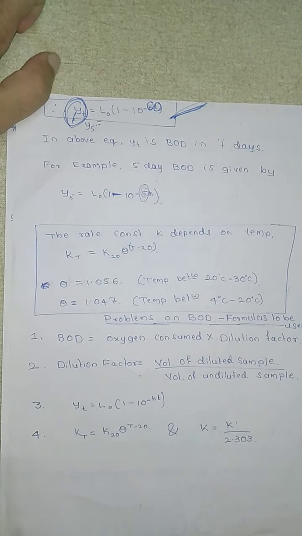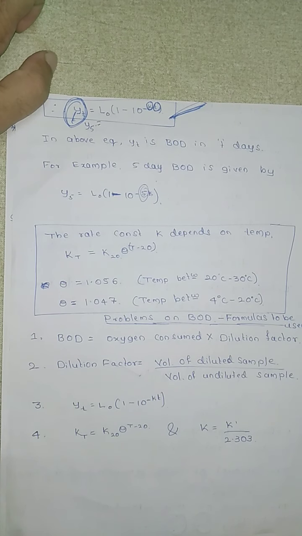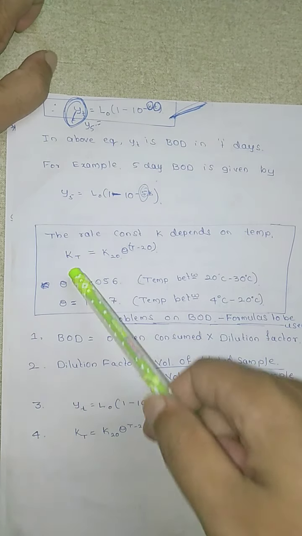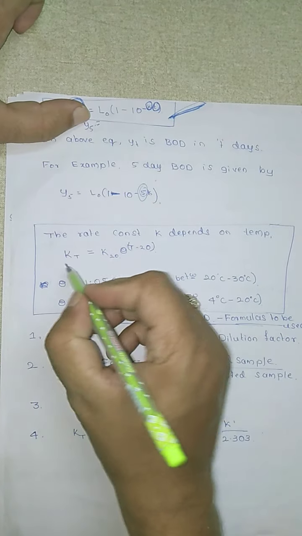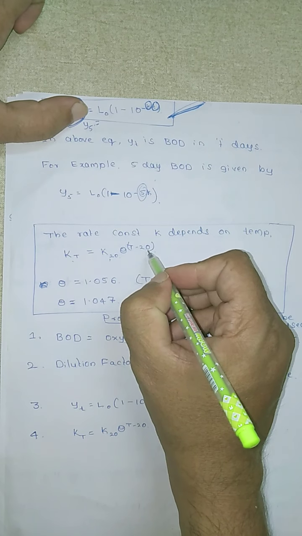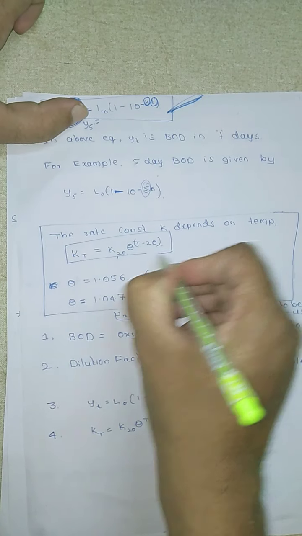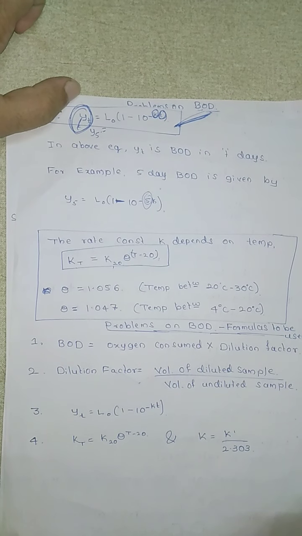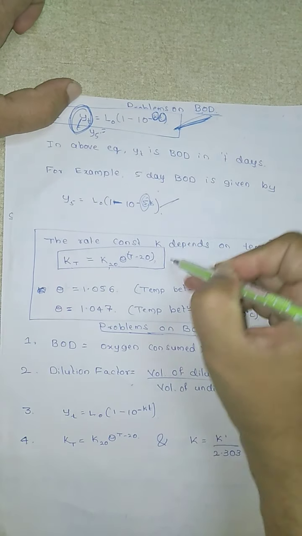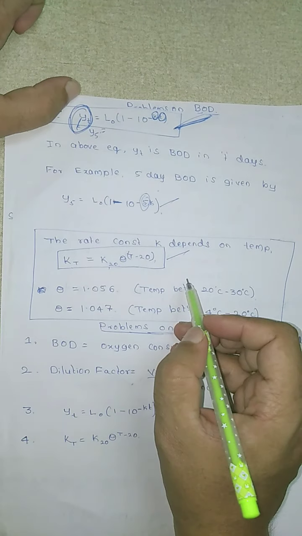Now we have one more relation between kt and k20. The rate constant is completely dependent on temperature. In order to find k at a different temperature, we use the formula kt is equal to k20 into theta to the power t minus 20. So this formula also we will be using when we solve problems. Normally we will be utilizing this formula and the previous formula.